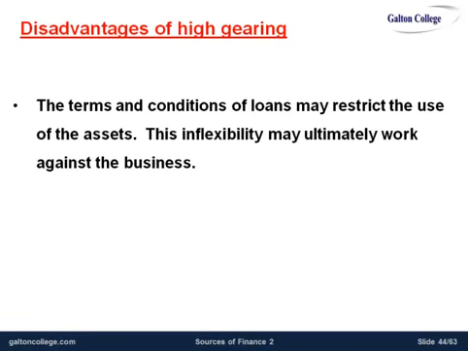The terms and conditions of loans may restrict the use of the assets. This inflexibility may ultimately work against the business. It could be the terms of the loan given to the business by, say, a bank restricts it from doing certain things. If the business wants the loan, it may have to agree with the bank or agree with the lending institution that it will or it will not do certain things.